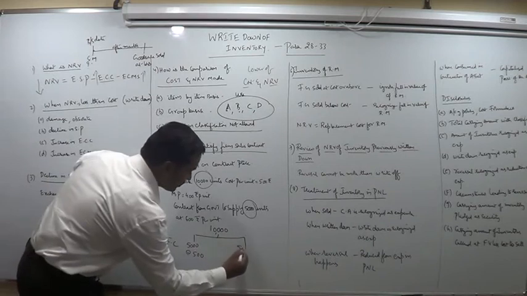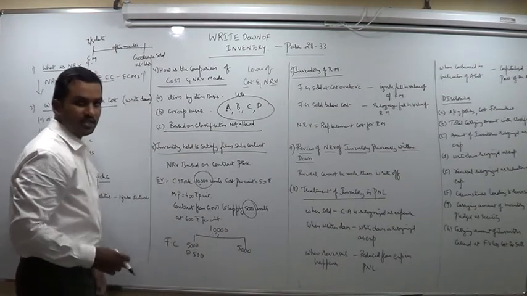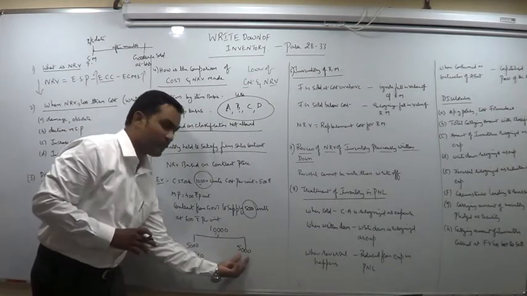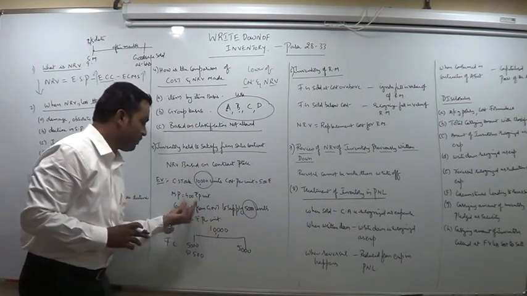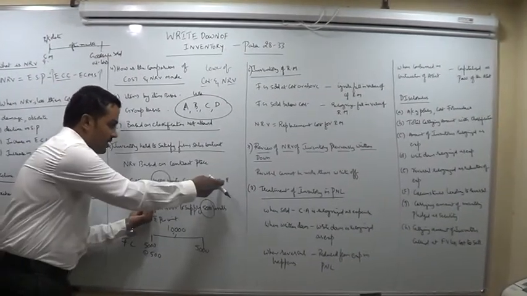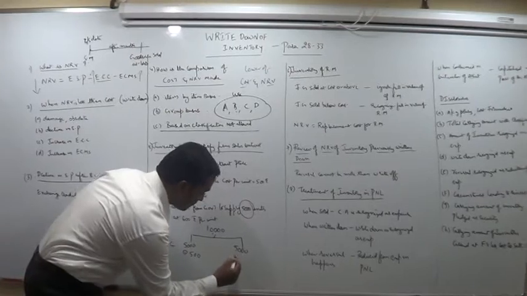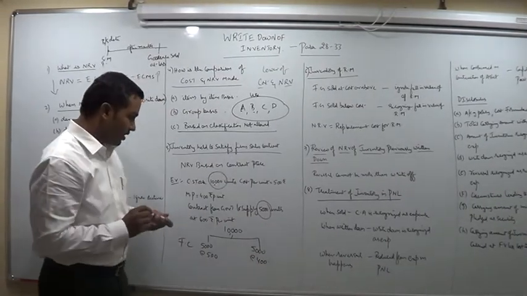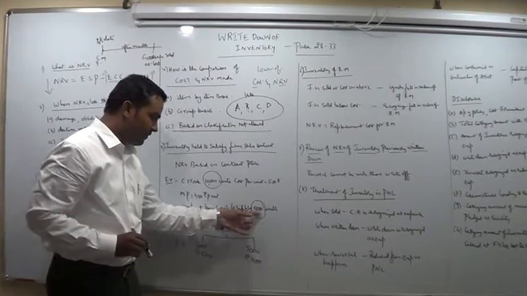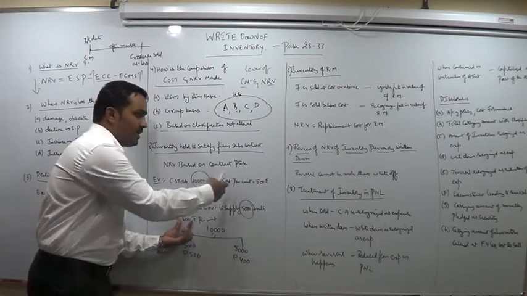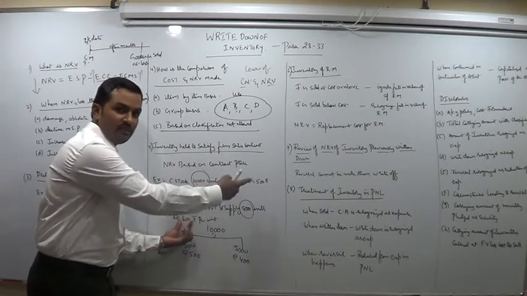For the remaining 5,000 units, I don't have any firm sales contract. NRV of these 5,000 units where I don't have a firm sales contract would be based on the market price. Market price, NRV is 400, cost is 500, whichever is less, this will be 400 rupees. That means on the stock where I have a firm sales contract, I am not going to recognize any decline in value of the units of the inventory.